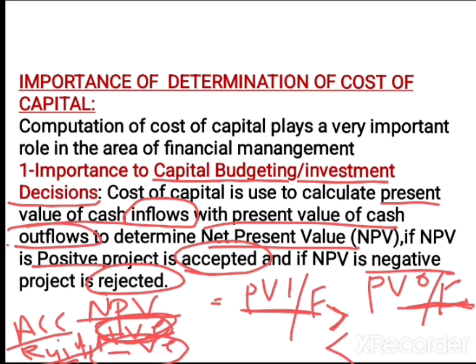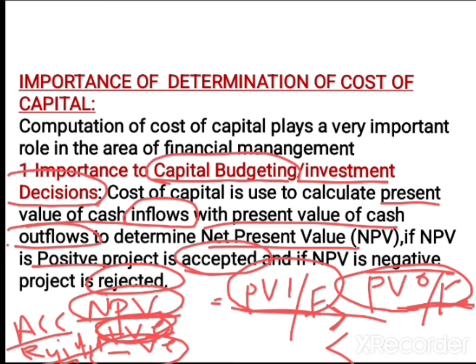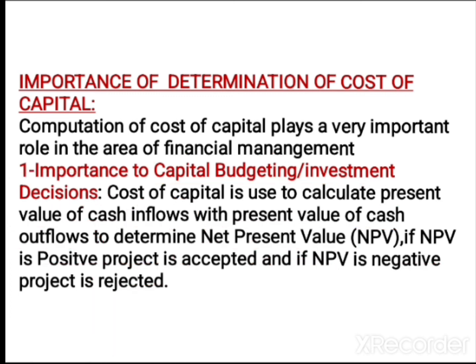So here cost of capital is used to calculate the present value of cash inflows along with the present value of cash outflows. By this your NPV is obtained, and this NPV is used in capital budgeting and investment decisions. So this is how cost of capital helps in capital budgeting decisions and in investment decisions.